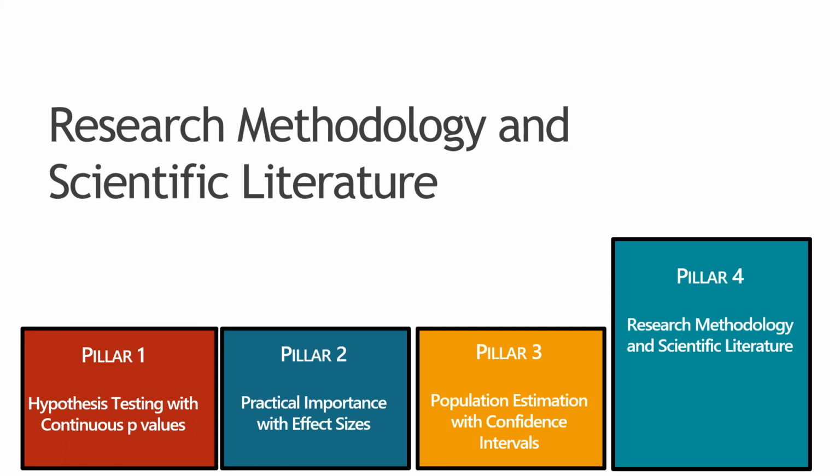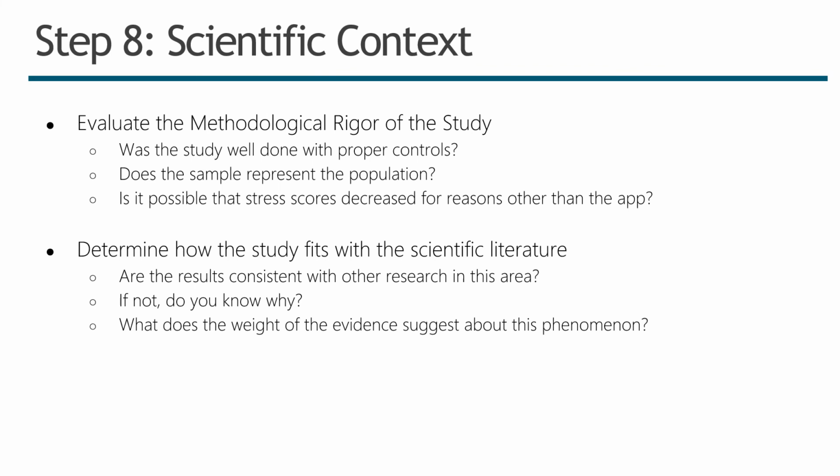All right, so we've computed all of our statistics now. We have a p-value, we have assessed our practical importance with effect sizes, and we've also looked at our confidence intervals. Now we need to put this into a greater scientific context and consider the research methodology. We can start by considering the methodological rigor of the study. Was it a well-done study? Does the sample represent the population well? And things like that. We don't have information about whether the sample represents the population well.